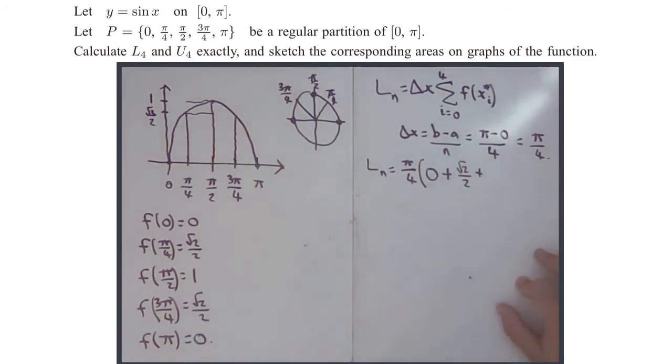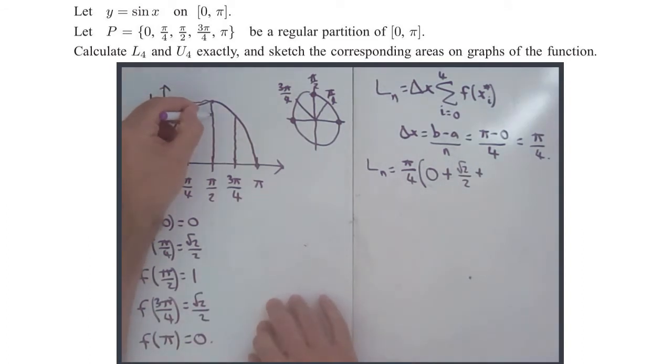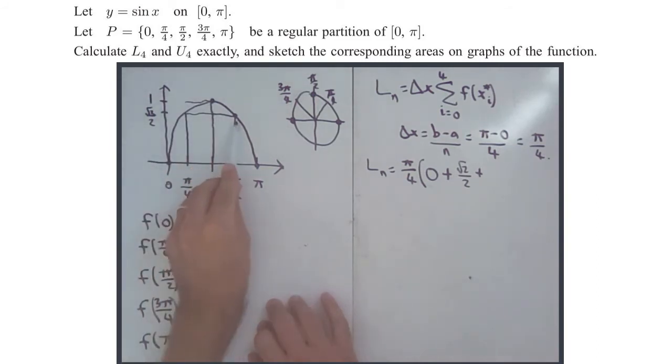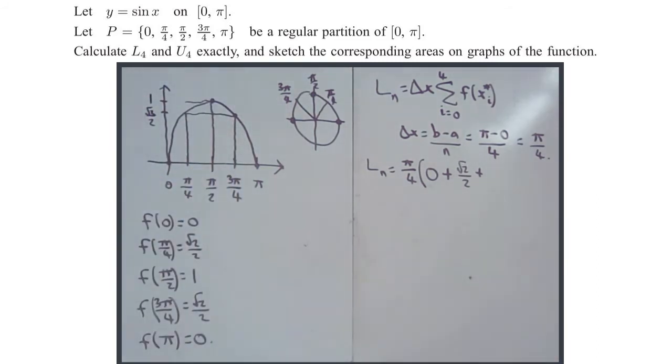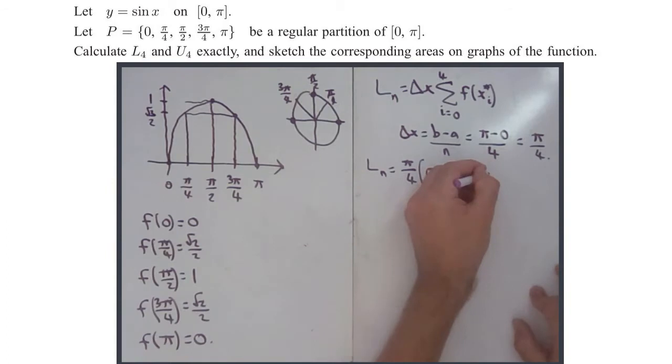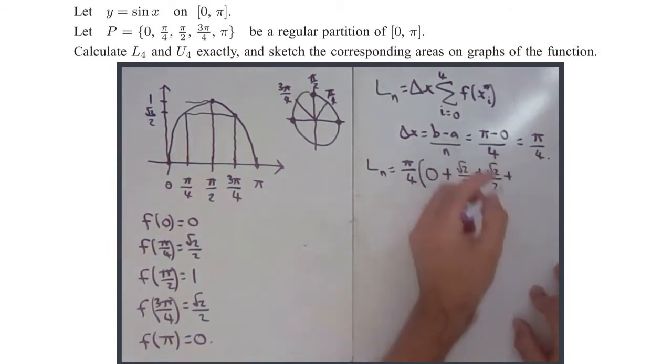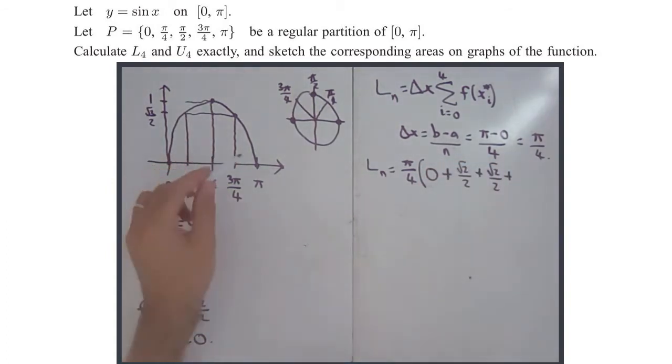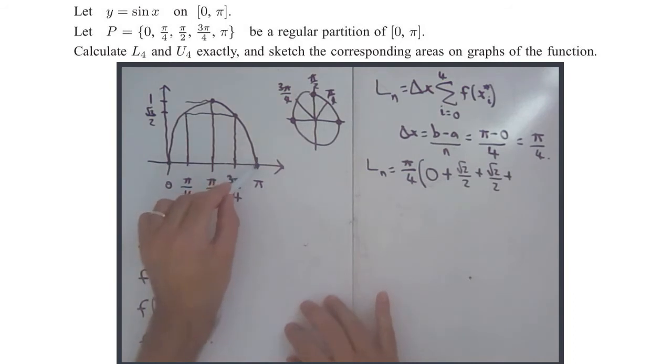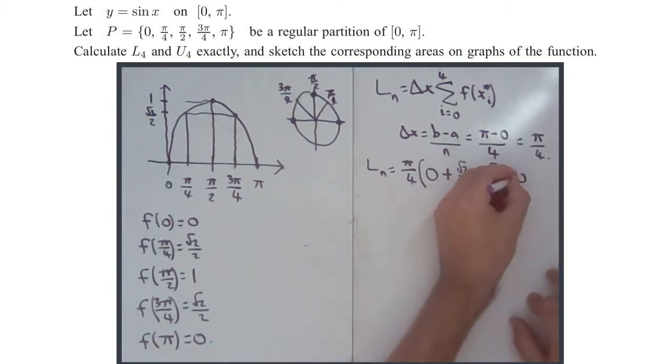Plus the next one is the subinterval between pi by 2 and 3 pi by 4, so we can either use this value here or this value. We are going to use whatever makes it smallest, so clearly that's f of 3 pi by 4, which is root 2 over 2 again. Root 2 over 2, and then on to the final subinterval between 3 pi by 4 and pi, we are going to use f of pi, which is 0.